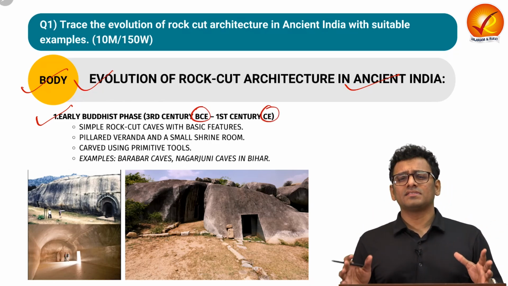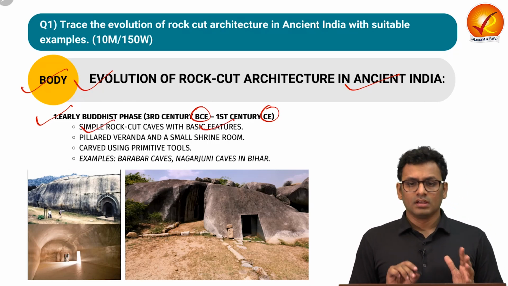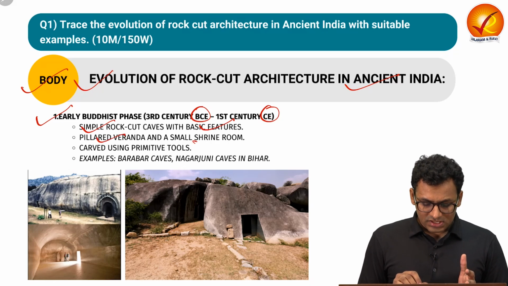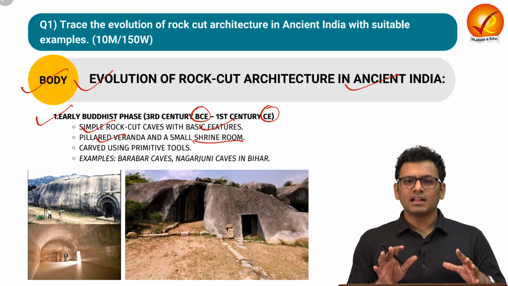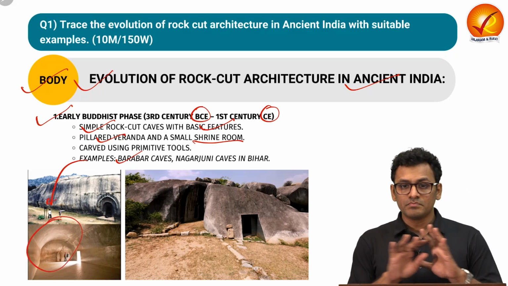Over here, we have seen the structure was simple and with basic features. They had a pillared veranda with a small shrine room. You can cite examples such as the Barabar caves. You can see over here how simple it is in form.